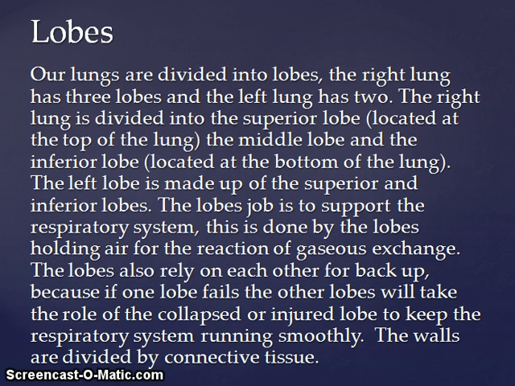This is done by the lobes holding air for the reaction of gaseous exchange which takes place in the alveoli. The lobes also rely on each other for backup, so if one lobe fails, the others will take on that lobe's role and support each other, so they all help like a team to keep the respiratory system running smoothly. And the walls of the lobes are divided by connective tissue.